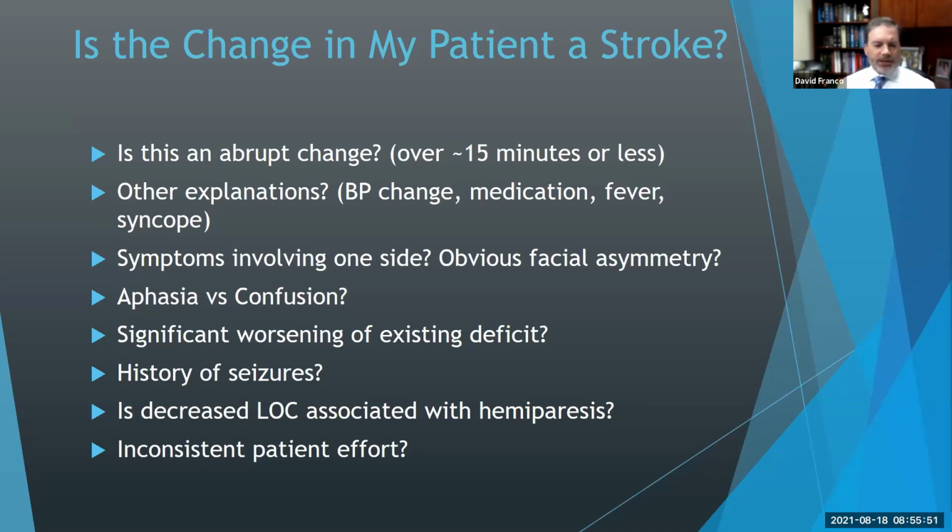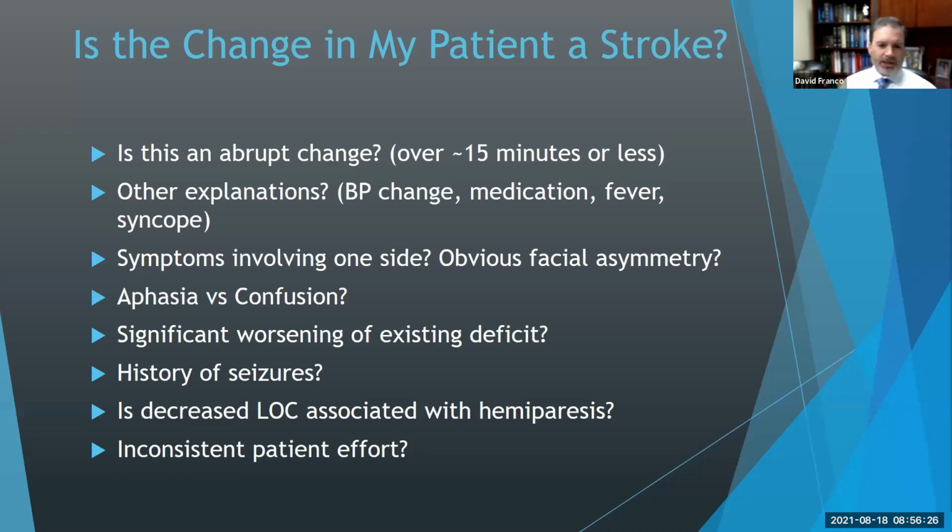So we also can see a worsening of an existing deficit. Sometimes if they've had a stroke or if they've had a language problem, if they're sick or ill, sometimes that deficit gets worse. It doesn't necessarily mean we have a new stroke or insult, but it is something that may look like a stroke. And so, keeping in mind, if it's within the distribution of their old stroke, I'm going to be a little less concerned about it. But, still something to evaluate, and certainly we can extend a stroke as well.